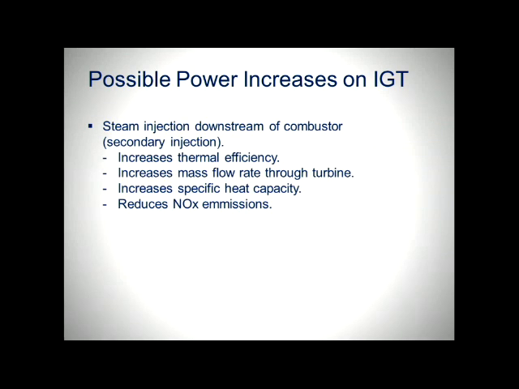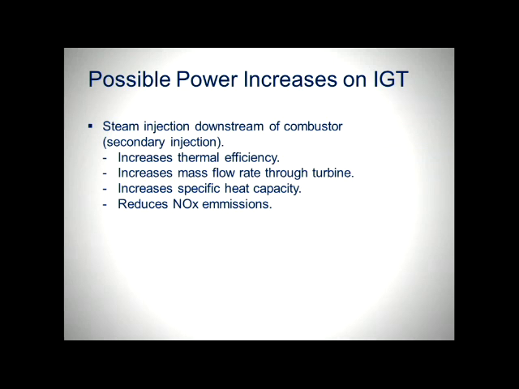You could do steam injection, so rather than injecting water into the flame, you inject steam downstream of the combustion chamber. You've got an increase in thermal efficiency, it increases the mass flow rate through the turbine, and also you get an increase in CP, because again it's steam and air rather than just air, or combustion gases, I should say. And it also reduces NOx emissions.